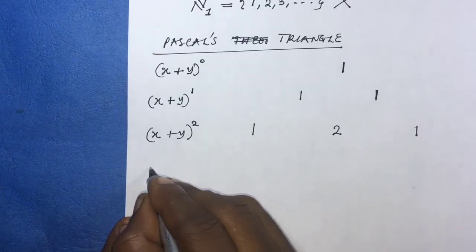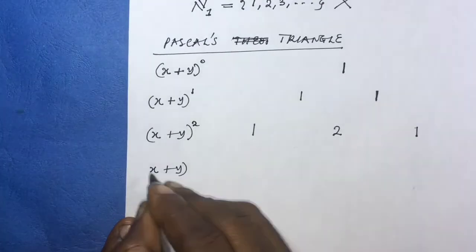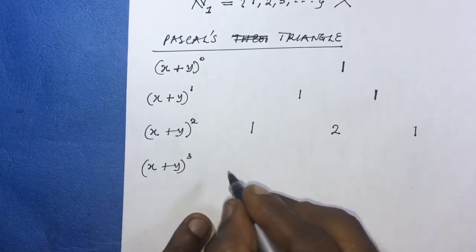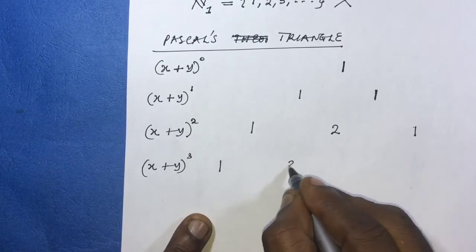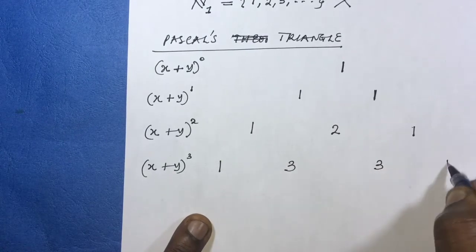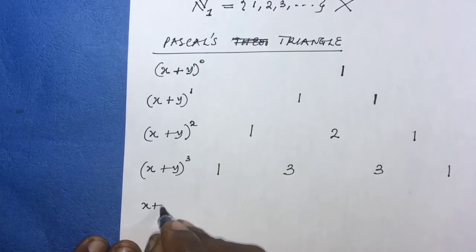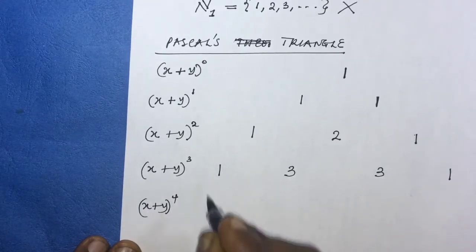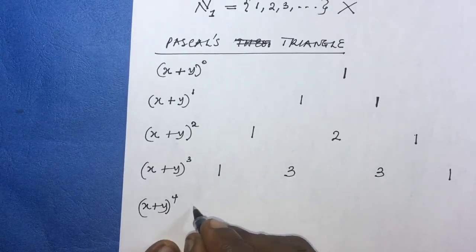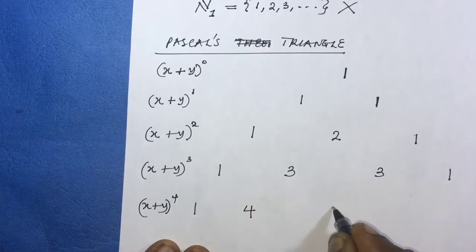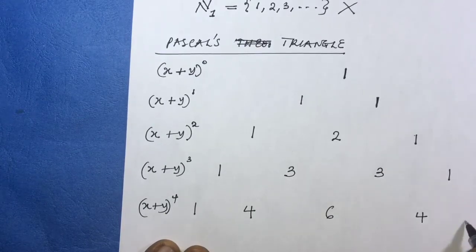And if you move over to the expansion of x plus y raised to power 3, according to Pascal's triangle, you are going to have 1, 3, 3, and 1. If you move over to the expansion of x plus y raised to power 4, according to Pascal's triangle, you are going to have 1, 4, 6, 4, and 1.